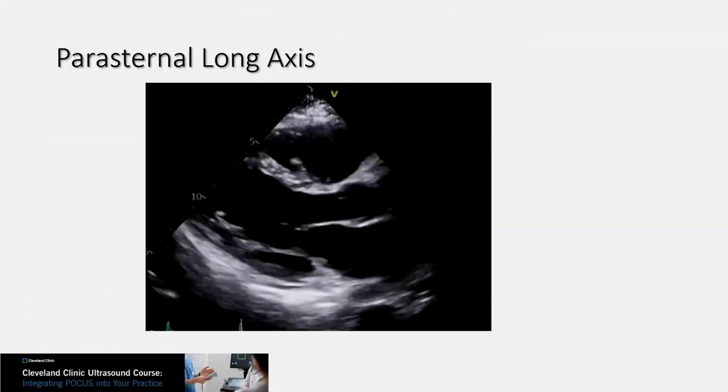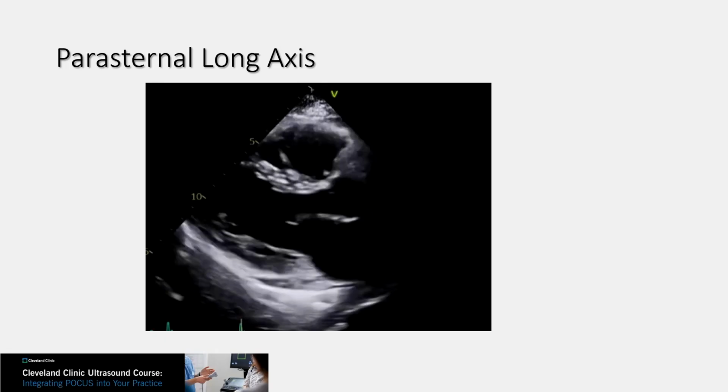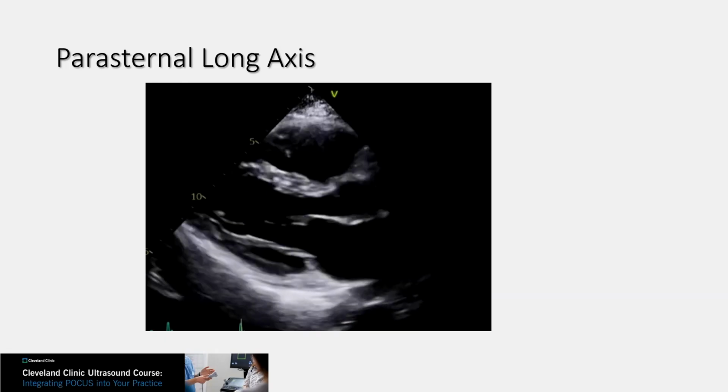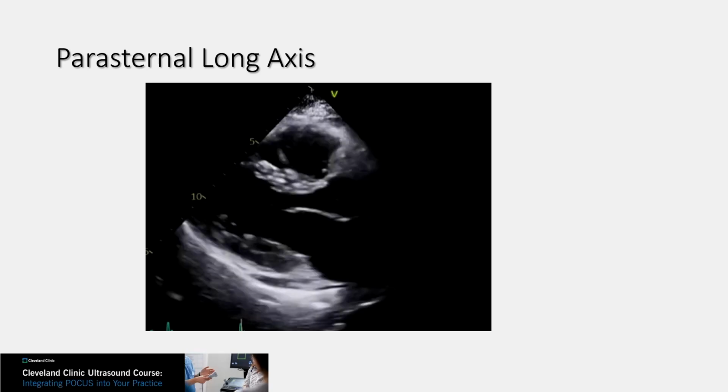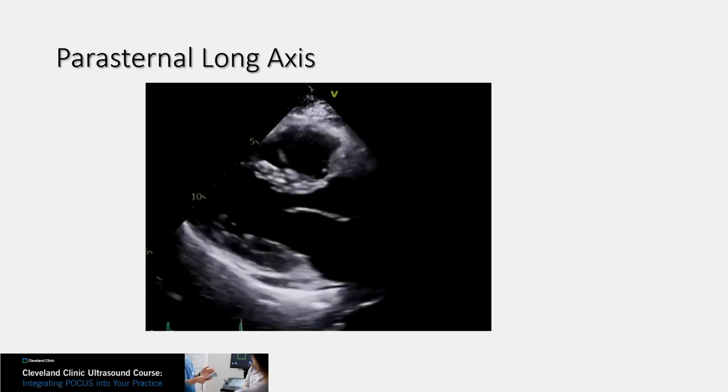Now here is a good example of a really nice parasternal long axis view. As you can see, the septum is parallel to the top of the screen. You are able to see the aortic valve, mitral valve, and you get a pretty good idea about how the LA and the LV looks.